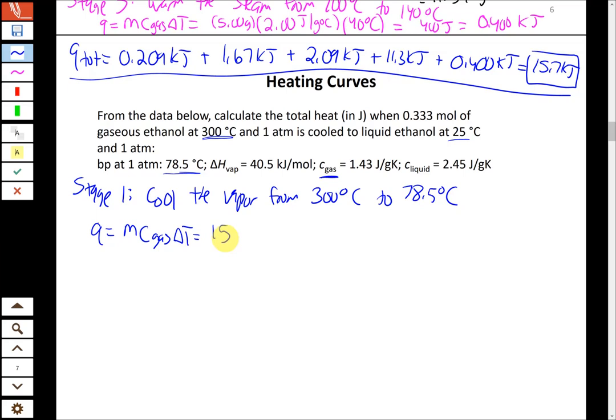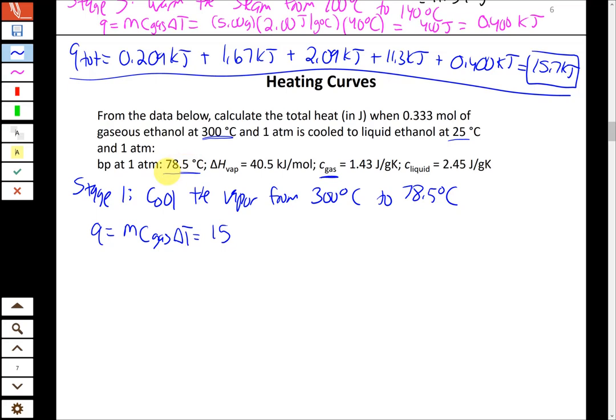So 0.333, I didn't give you the chemical formula for that, did I? I should have. Why is it 78.5 degrees Celsius instead of 25 degrees Celsius? Oh, so this is step 1, cool the vapor from 300 degrees Celsius to 78.5 degrees Celsius. Yes. And that's because the boiling point is 78.5. Oh, okay. So that's where we're going to cool it down to.